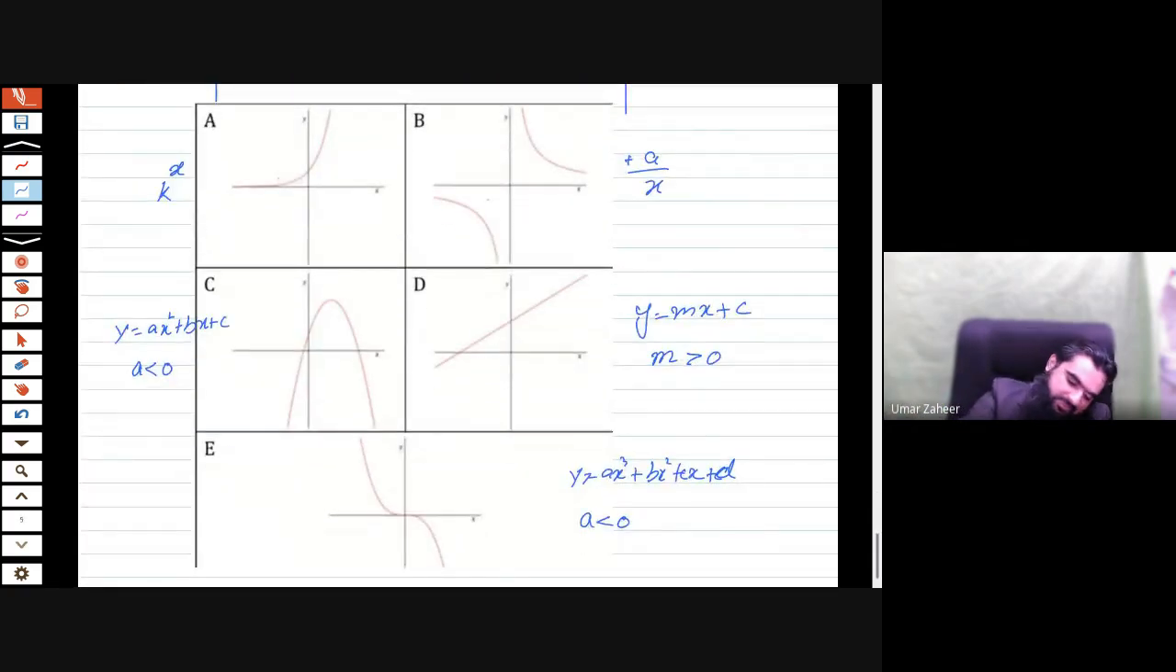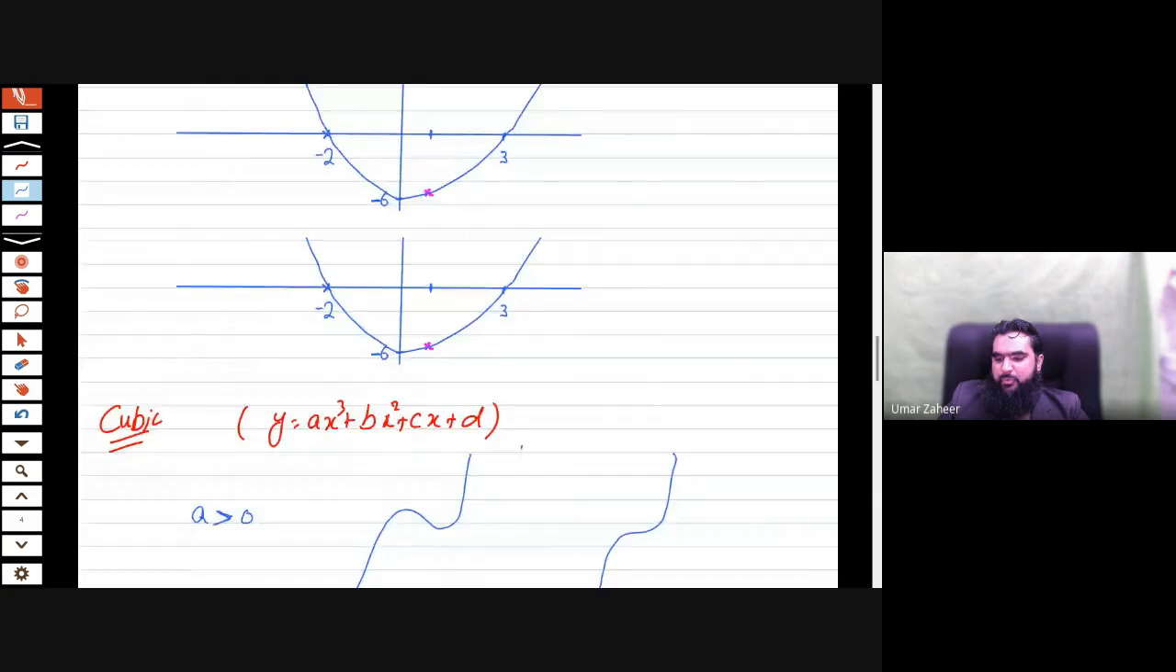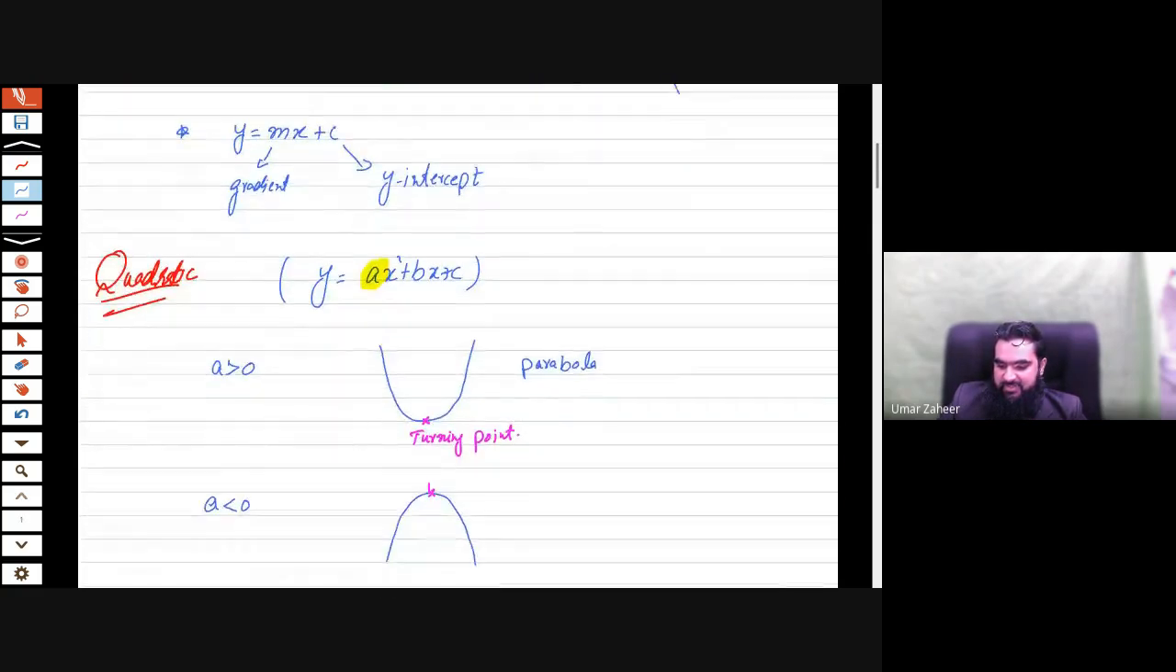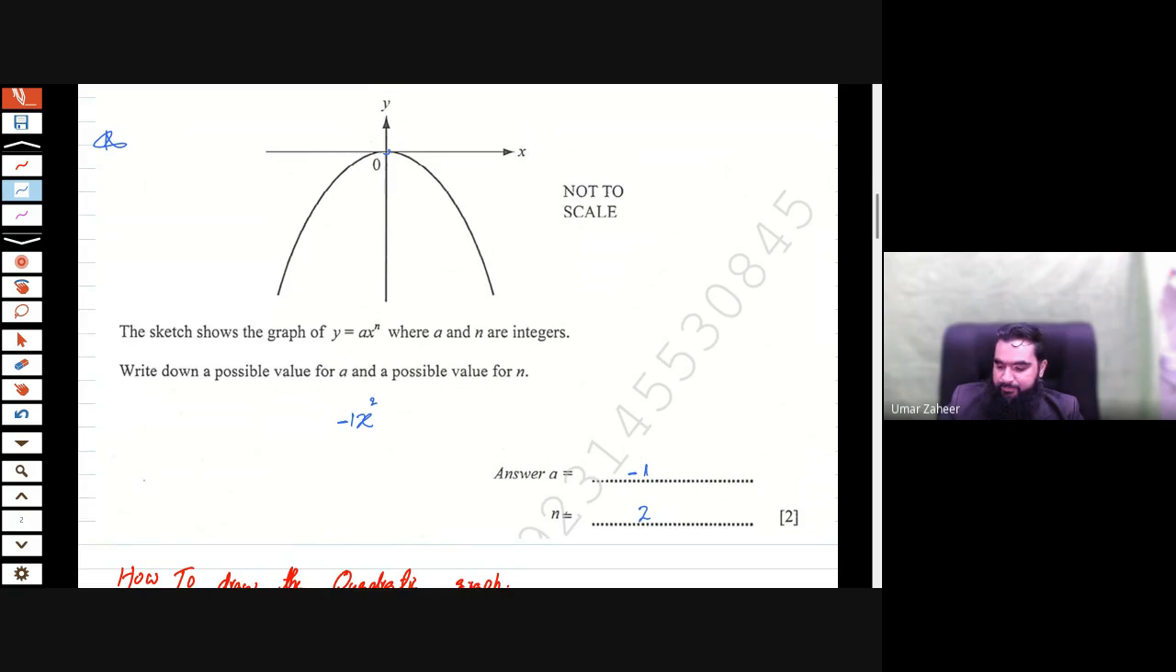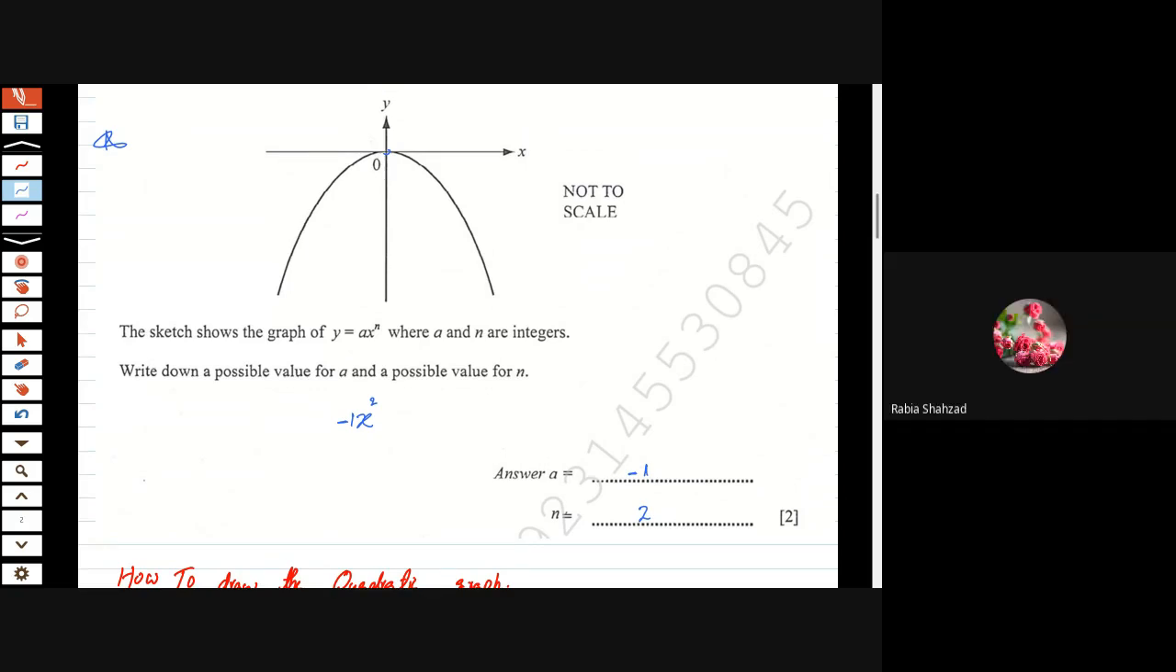So these are the very basic graphs. These are the general shapes or rough sketching. You must be familiar with these graphs. Most of the time, you are going to get this type of topical question in the exam. We only have to do sketching.